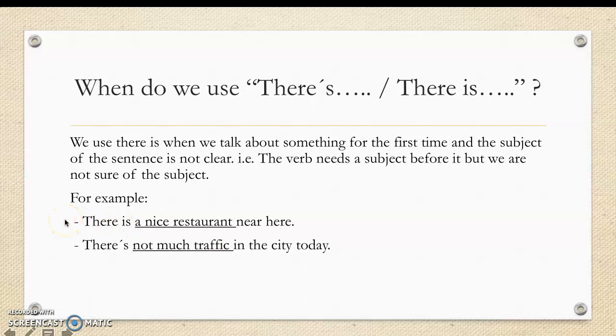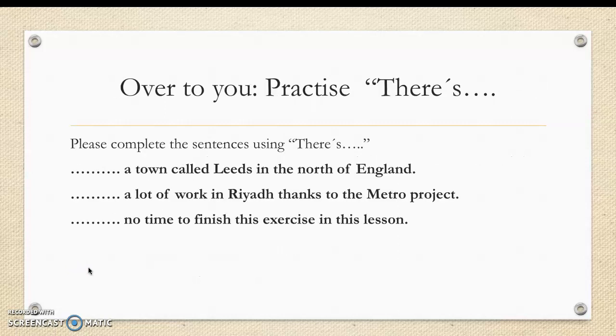There's not much traffic in the city today. Not much traffic is the first time we're talking about it, but we need a subject and a verb, so we use there's. And finally, there's a beautiful place in the desert we can visit. A beautiful place in the desert is the first time we're talking about it, but we need a verb and a subject, so we will use there's. Now, let's go over to you. I'd like you to practice.